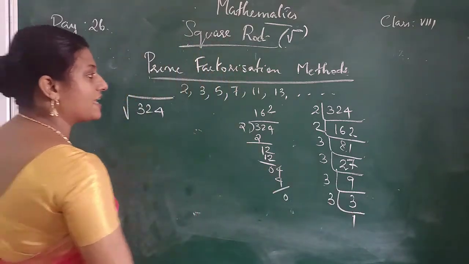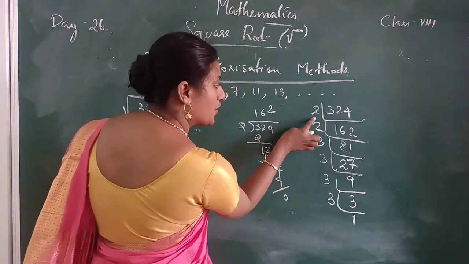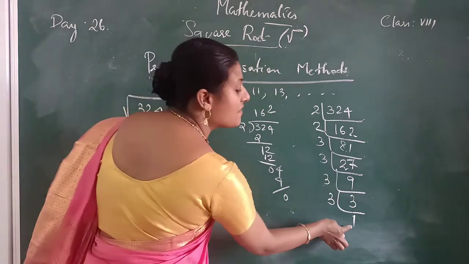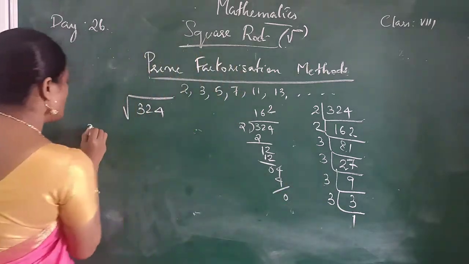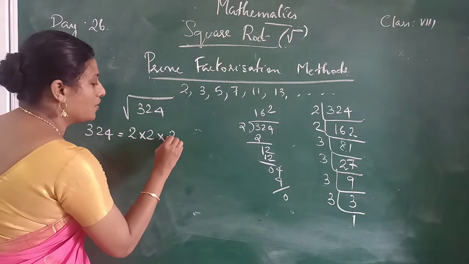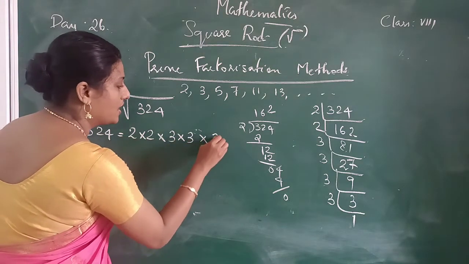Right. So 324 can be written as 2 into 2 into 3 into 3 into 3 into 3. You must divide until 1 comes at the end. So you can write 324 as 2 into 2 into 3 into 3 into 3 into 3.